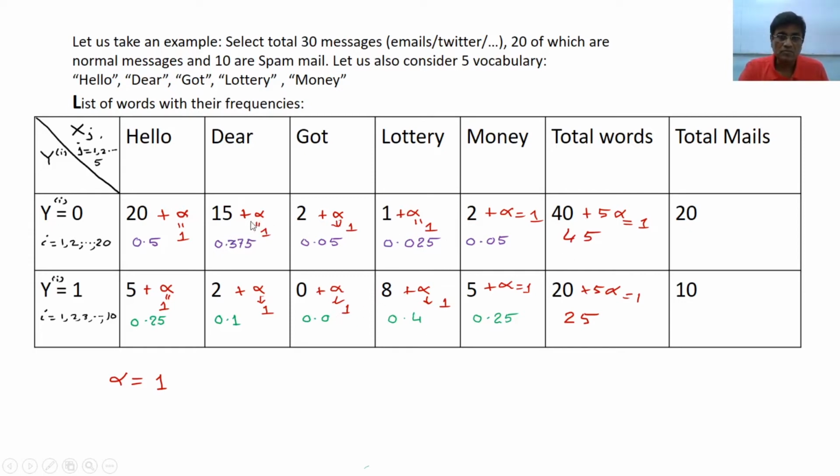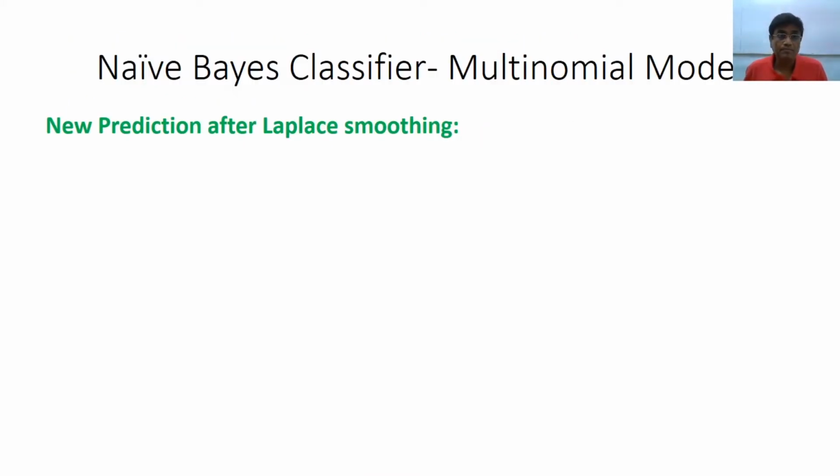Once you have made all the recalculated probabilities, now see what happens. Then the model is ready with Laplace smoothing. Now the model is more smart. It is with Laplace smoothing. So now let us see how prediction can take place in this new paradigm after doing Laplace smoothing.